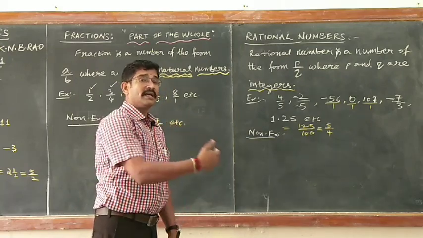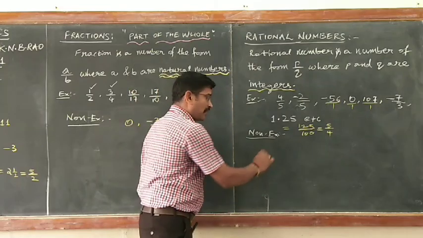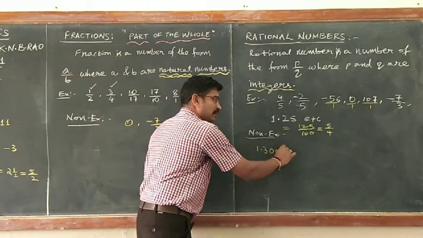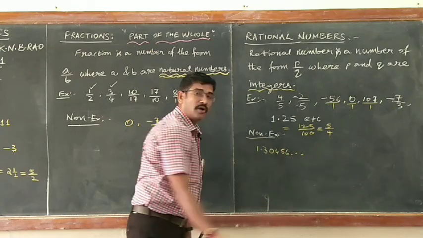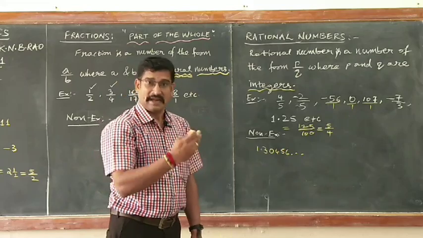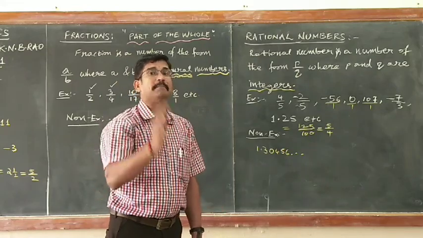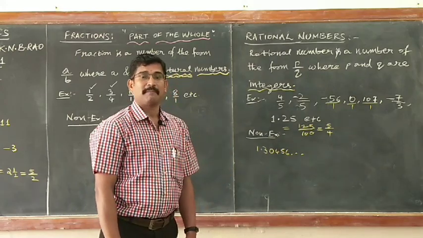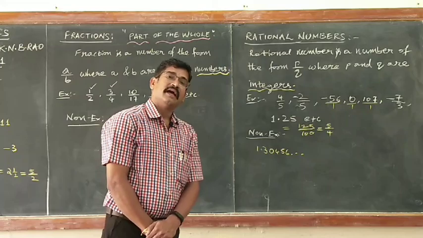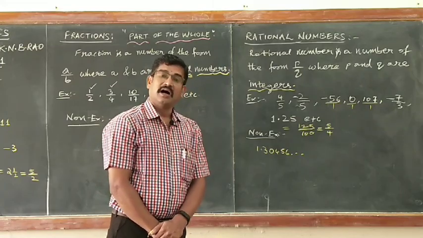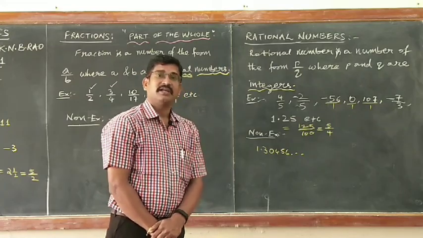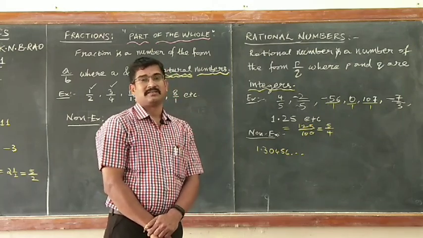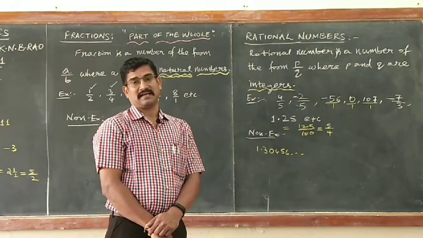Then, non-examples for rational numbers you have already learnt are decimal numbers whose decimal places do not end as well as do not repeat. So, such numbers are non-examples for rational numbers, or they are not rational numbers, or they are specially called irrational numbers. So, irrational numbers you will be learning in your class 9 standard.